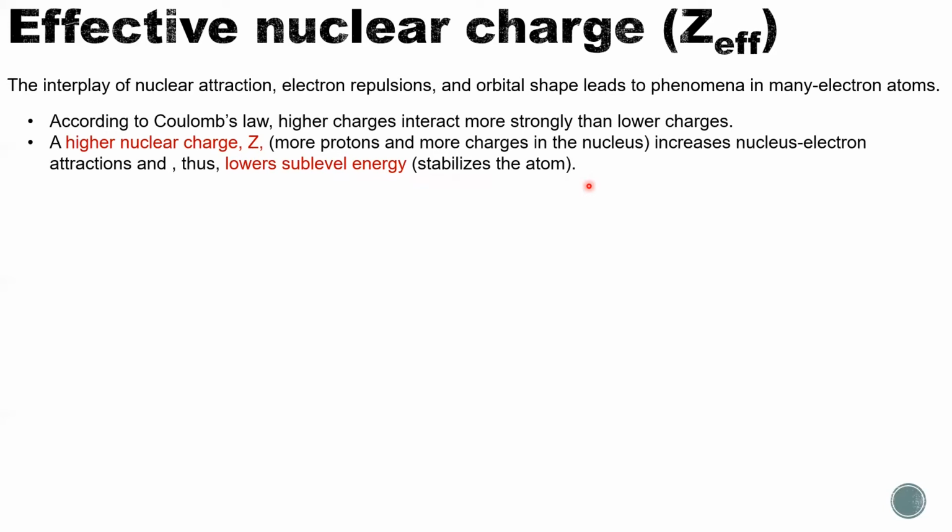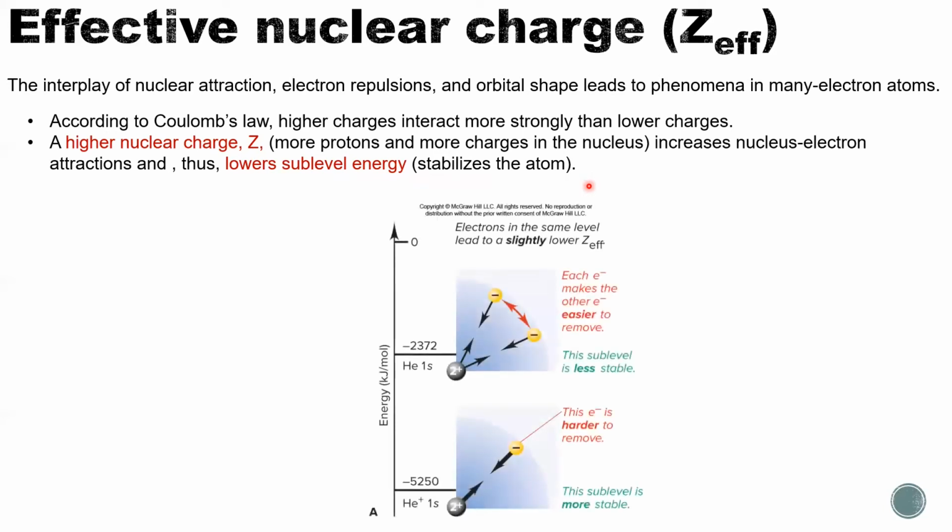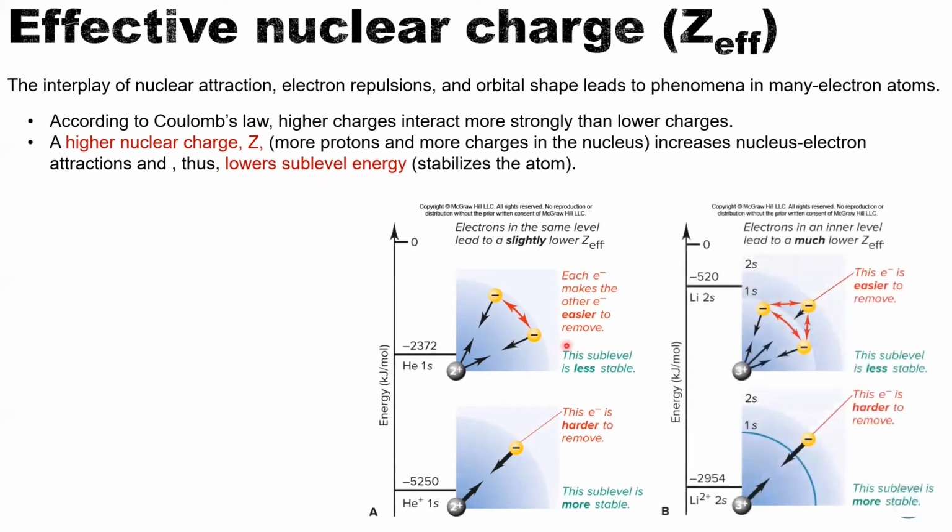Let's take a look at a few pictures. We have He+ with an electron filling the 1s orbital, and also Li2+. In both cases, we have only 1 electron sitting in the same orbital, but because Li2+ has 2 more positive charges in the nucleus, there is a stronger attraction between the nucleus and the electron in the Li2+ case.